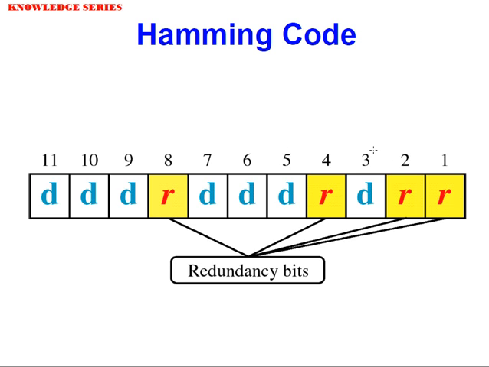What I mean to say is that there are 11 positions. Among these 11 positions, R1 is going to select the bits at positions 1, 3, 5, 7, 9 and 11. R2 is going to select positions 2, 3, 6, 7, 10 and 11. R4 is going to take care of the bits at positions 4, 5, 6 and 7. R8 is going to select the bit positions 8, 9, 10, 11. You have to remember, you can think of these as blocks of 4 bits each.